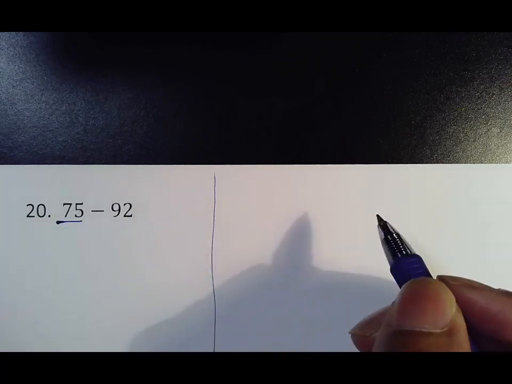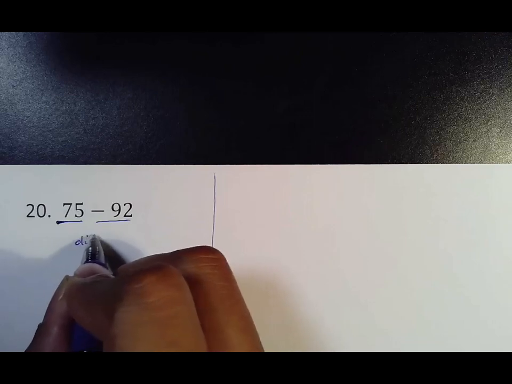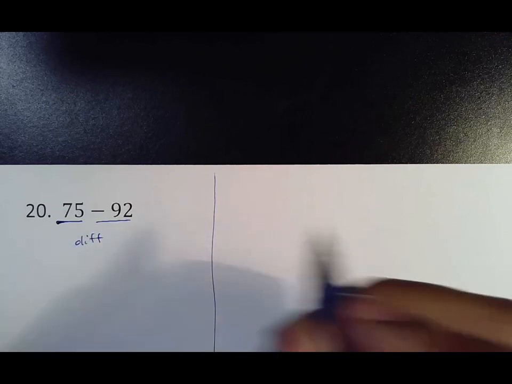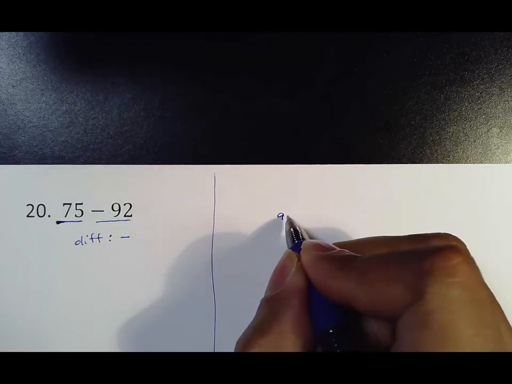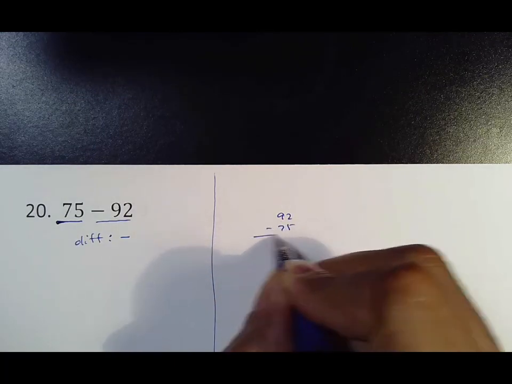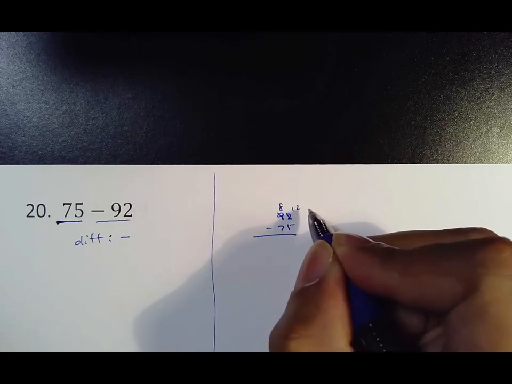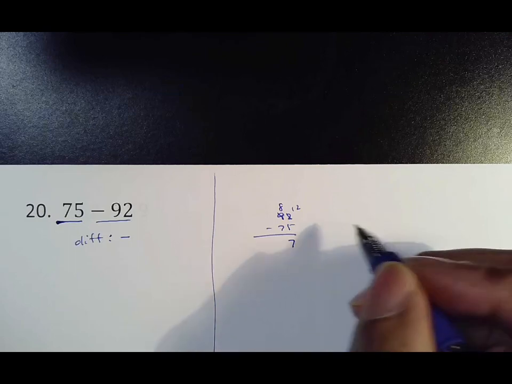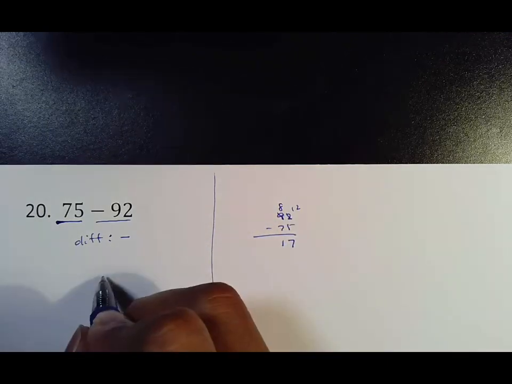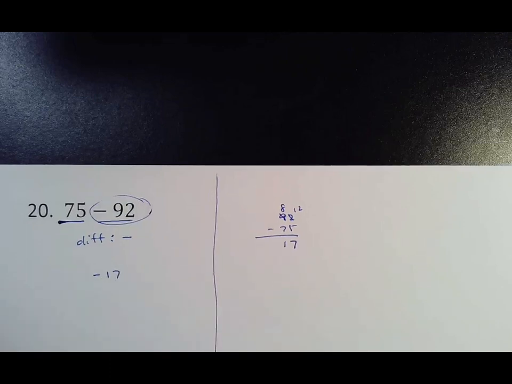This is a positive 75. It's a negative 92. Those two things are different. Different means we subtract because, again, they don't agree. Bigger number minus smaller number. Cannot do 2 minus 5. Borrow. Turn that into a 12. 12 minus 5, again using your fingers if necessary, is 7. 8 minus 7 is 1. 17 is my number. And it's negative 17.